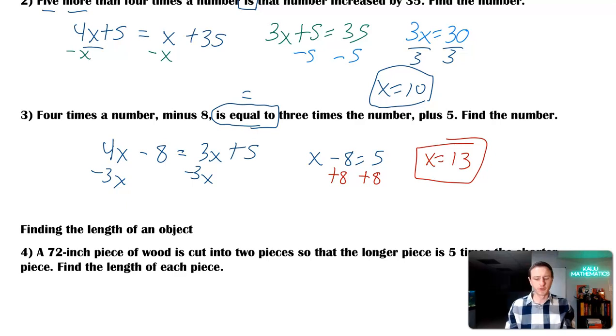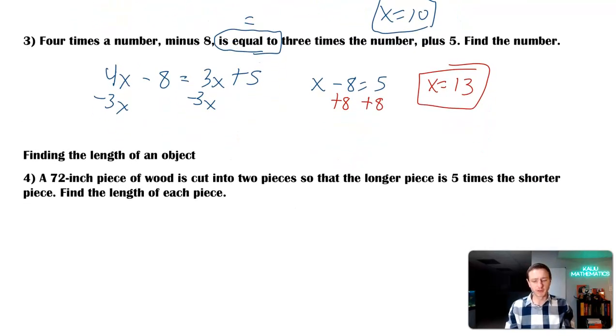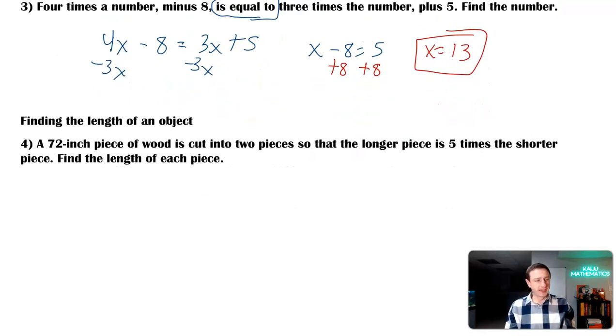So that's the first type of problem solving that we could take a look at with linear equations. Next one, finding the length of an object. A 72-inch piece of wood is cut into 2 pieces so that the longer piece is 5 times the shorter piece. Find the length of each piece. The habit that people get into with these types of problems is they will create an equation, they'll solve for x, and then they'll call it a day. They won't actually answer the question. It says find the length of each piece. So we have a little bit more than just getting x. We have to actually solve something. So we have a 72-inch piece of wood.